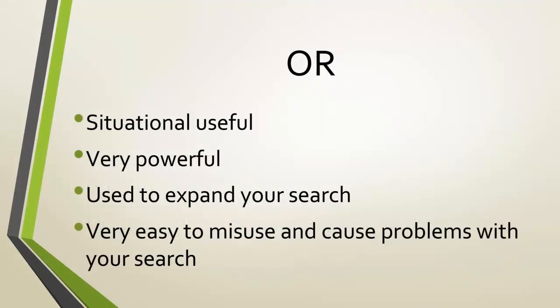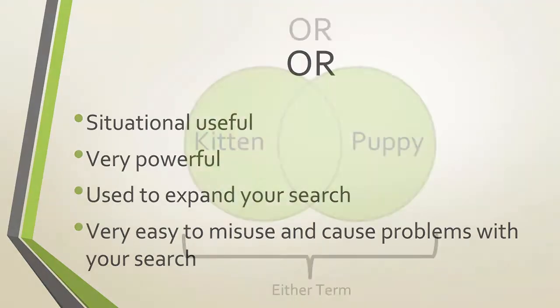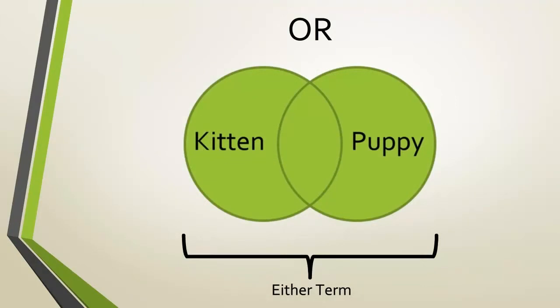Or, on the other hand, is much more situationally useful and is something you will definitely have to actually specify the use of, by typing it out. You're not going to use it all the time, but it can be very powerful when you actually need it. Looking at another Venn diagram here, you can see conceptually how OR behaves when you're actually using it in a database.